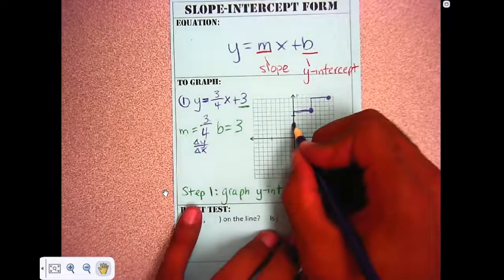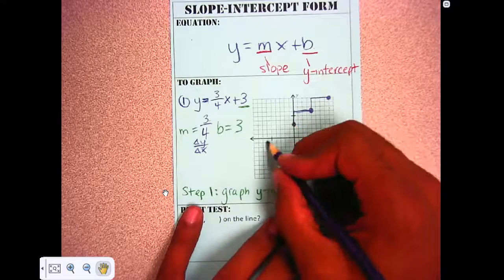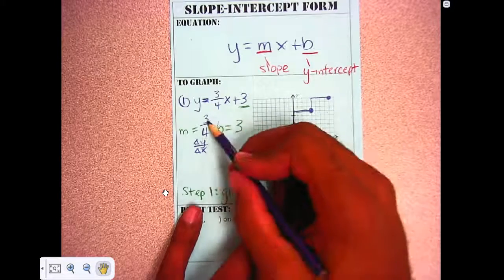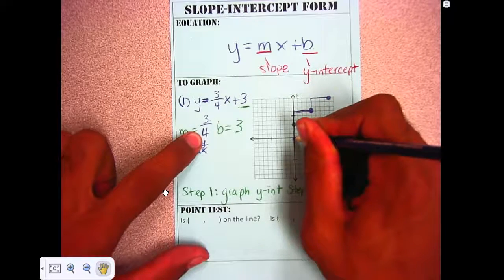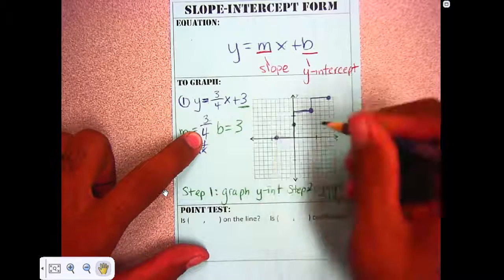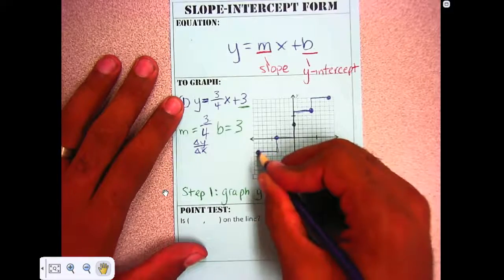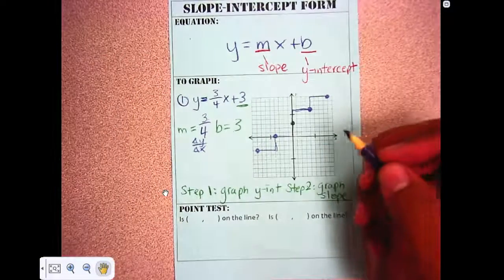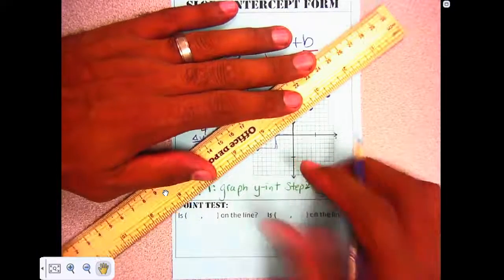So what I'm going to do from here is go basically backwards, the opposite way. Instead of going up 3, I'm going to go down 3. Instead of going right 4, I'll go left 4. And do the same thing again, down 3, left 4, until I run out of space. And there we go. I've got as many points as I could graph on this coordinate plane.